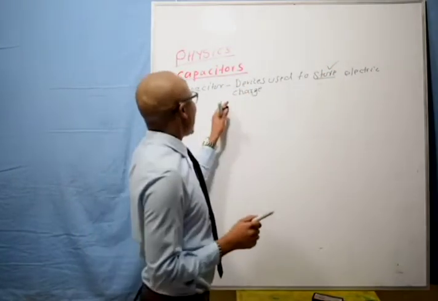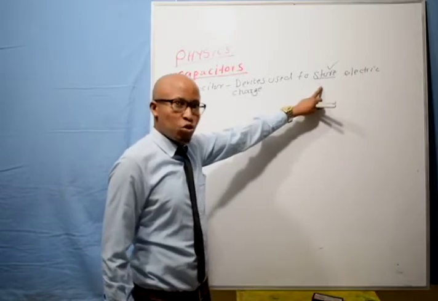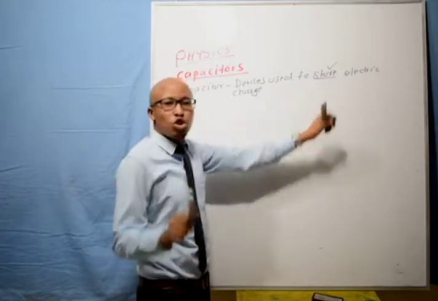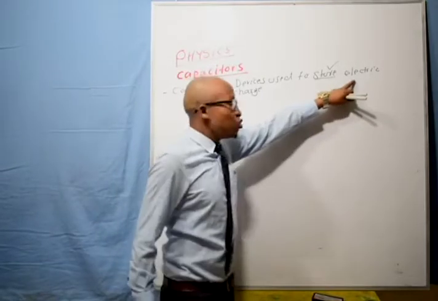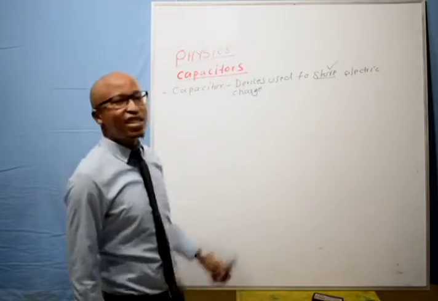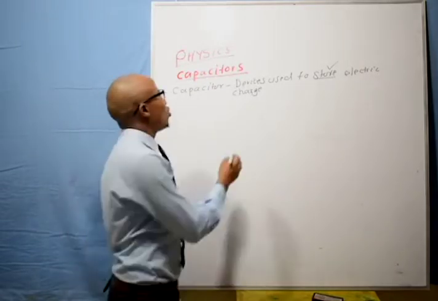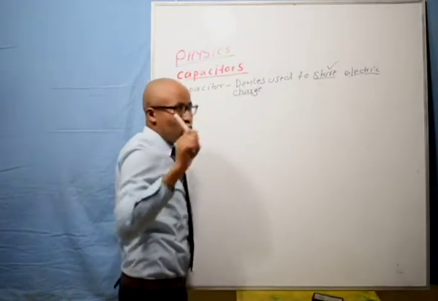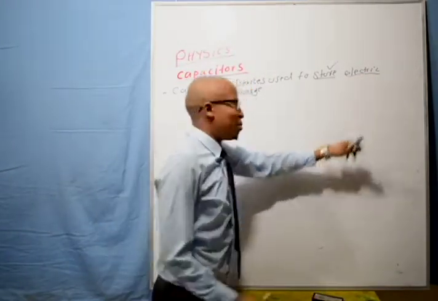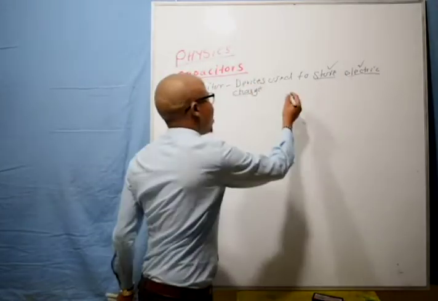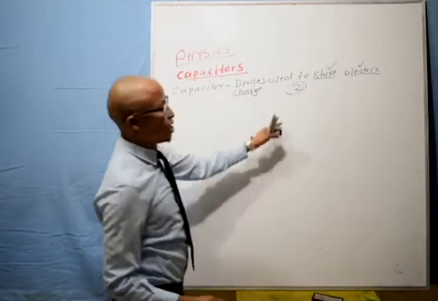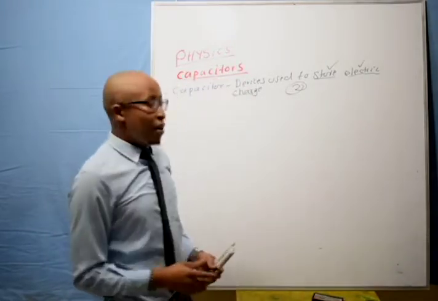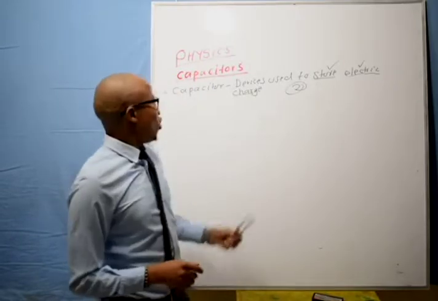So when you are defining the capacitor, I am supposed to see in your answer the term "store". They are used to store what? They are used to store electric charge. They are not used to store only charge, but they are supposed to store electric charge. So I have to see the term "electric", and then you get 2 marks. That's the definition of a capacitor.